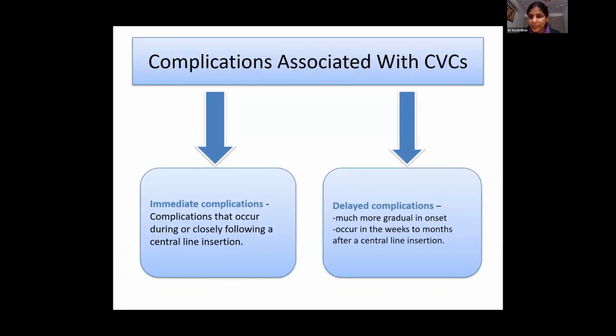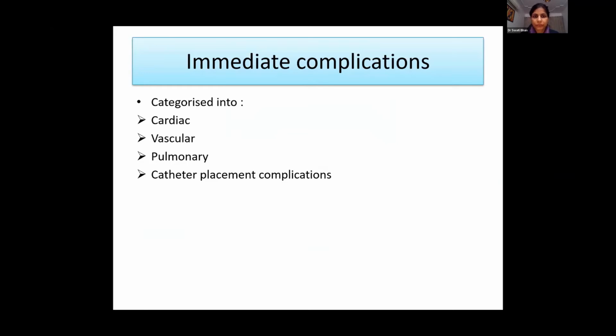Now, what are the complications we see with the central venous catheters? We have immediate complications. These occur during or closely following the central line insertion, and the others are the delayed complications, which are much more gradual in onset, and they occur in weeks to months after a central line insertion. Coming to the immediate complications, they can be cardiac, vascular, pulmonary, or catheter placement complications.